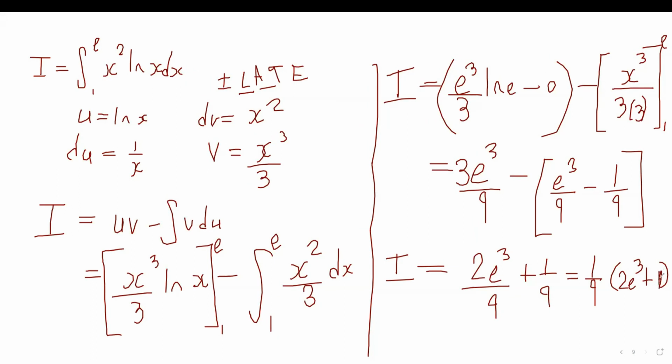So you can use a calculator if it's a paper one. But in paper two, when they say leave the answer in terms of e, you can't give them 4.57. They don't see an e. They won't even look at the question. That's just how tough they are.